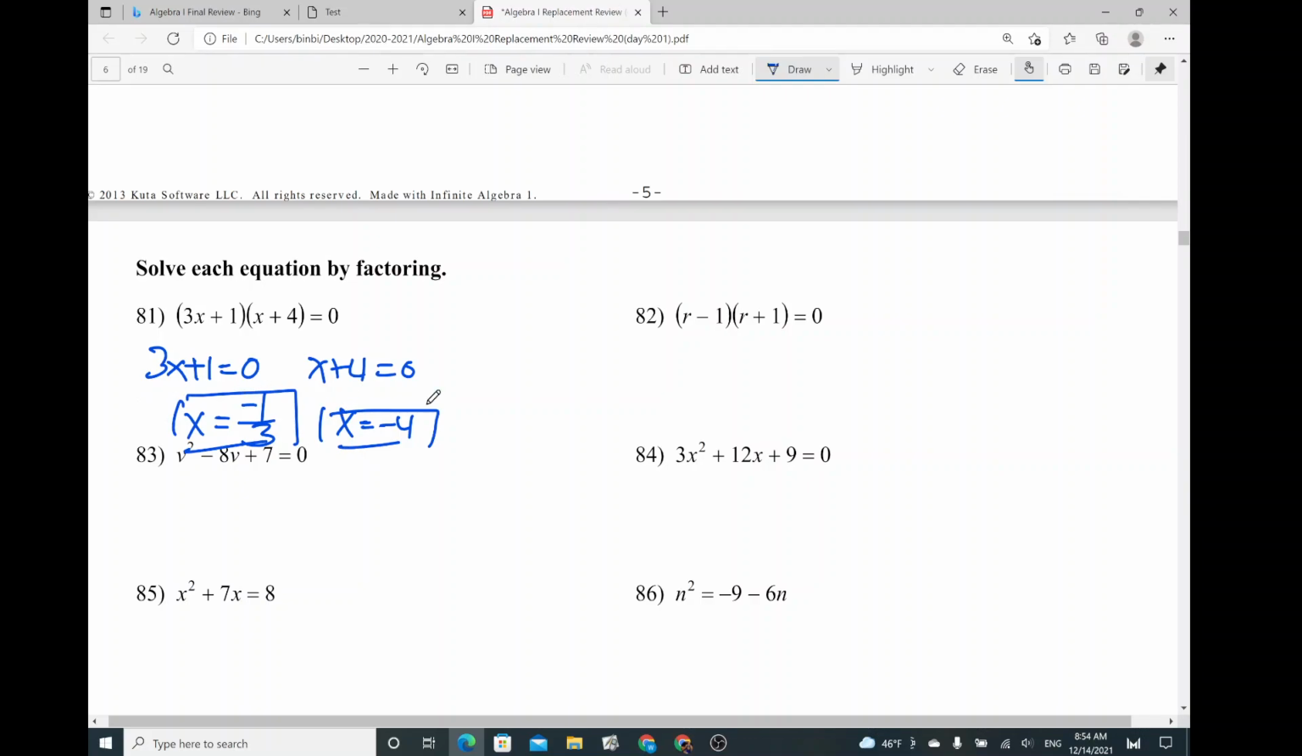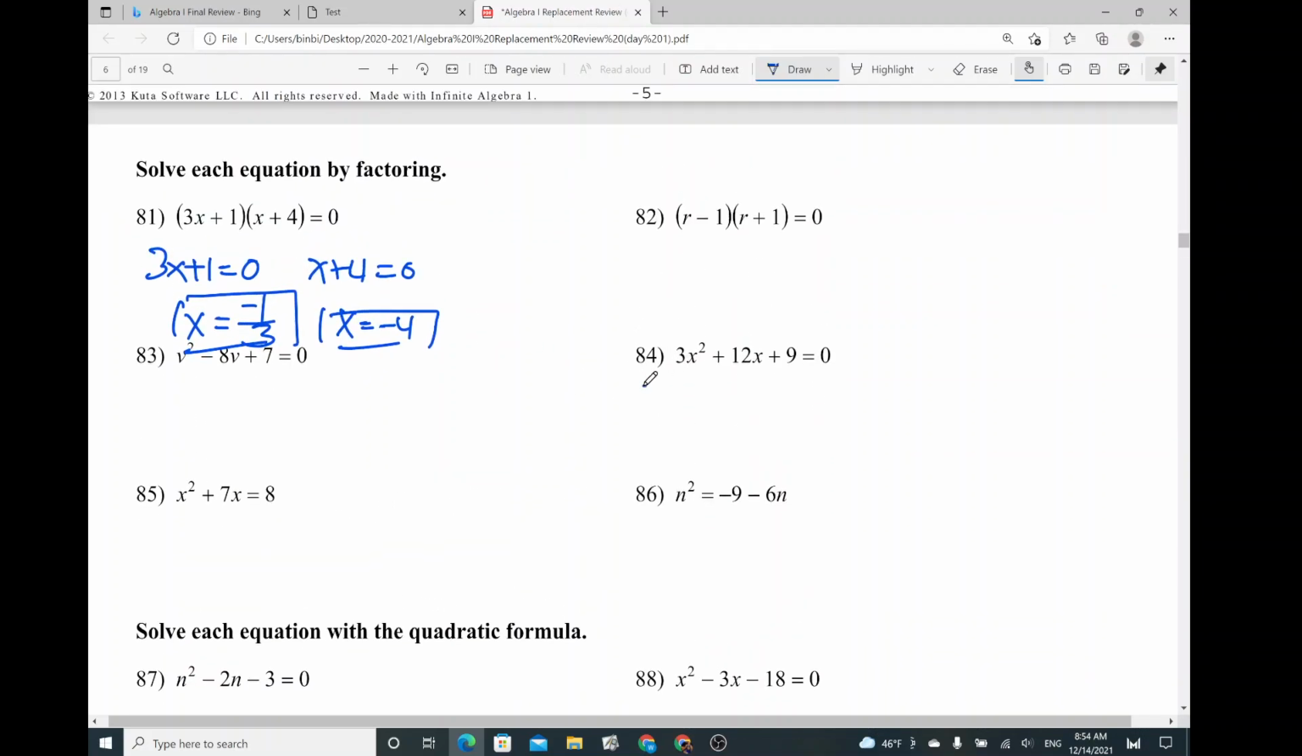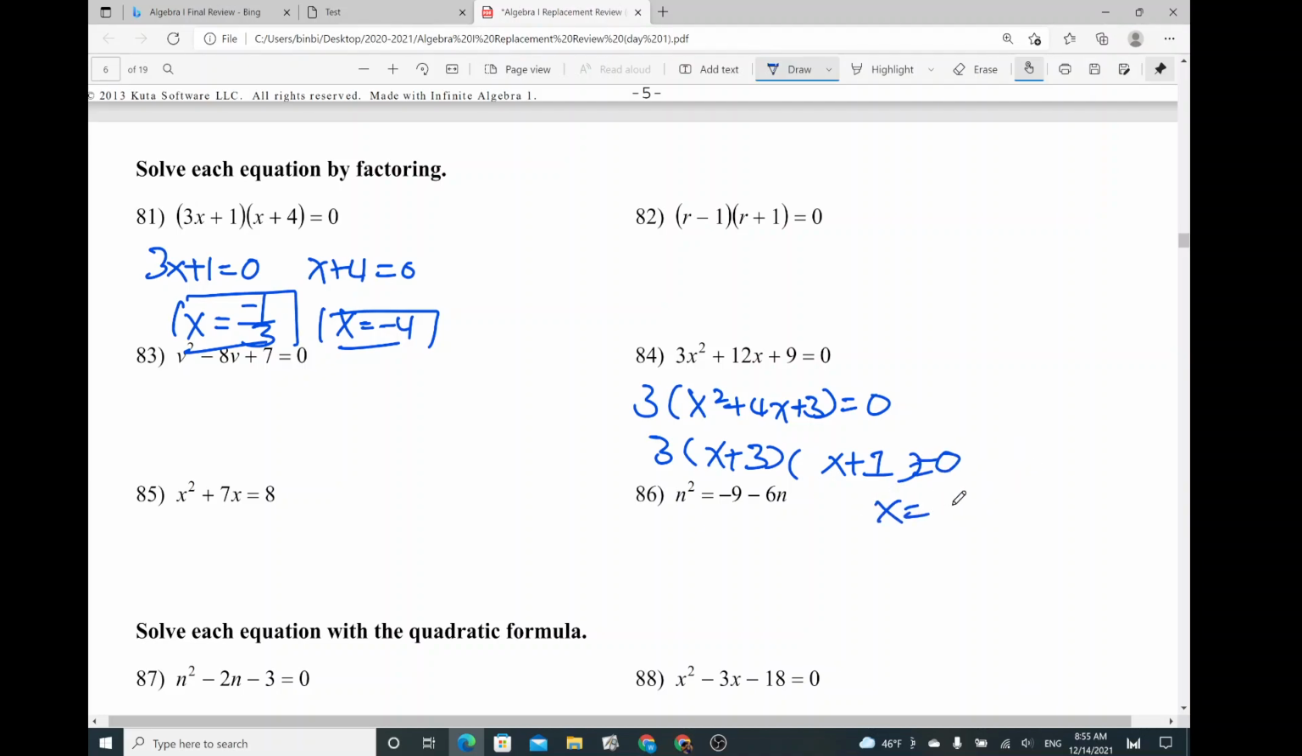And then what happens to the one that has not been factored, like this one? So take out 3 first. So we got x squared plus 4x plus 3 equals 0. And then the rest of this, you want to factor it. You can do it mentally, or you can use the smiley face method. So x plus 3, x plus 1. So that means x equals negative 3, and then x equals negative 1, because each factor is set equal to 0.